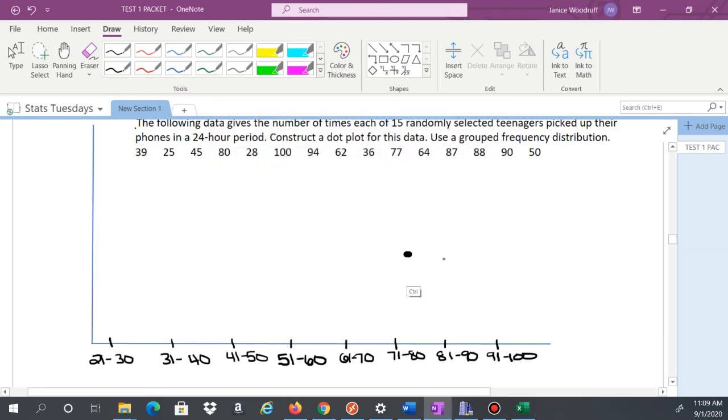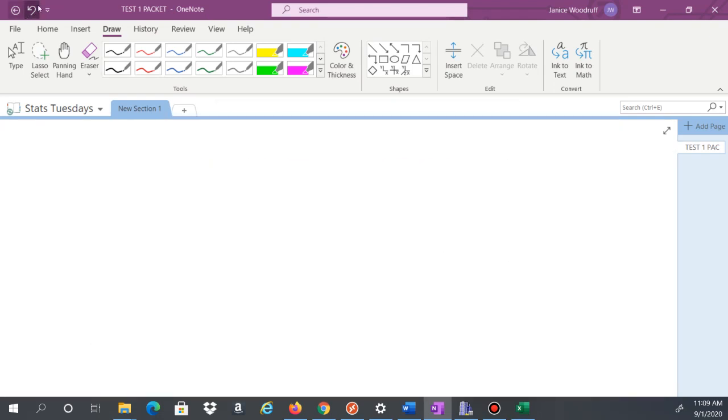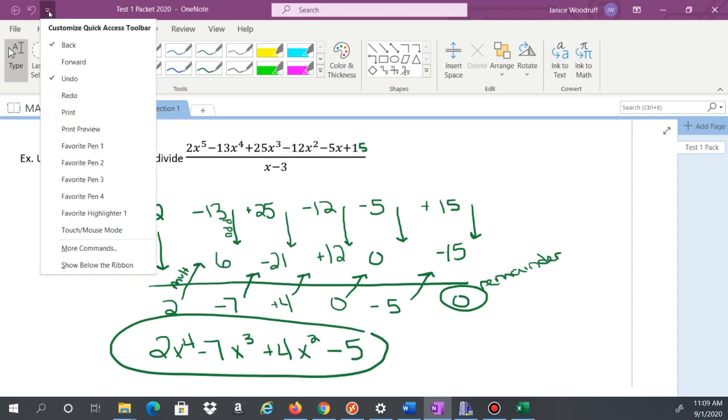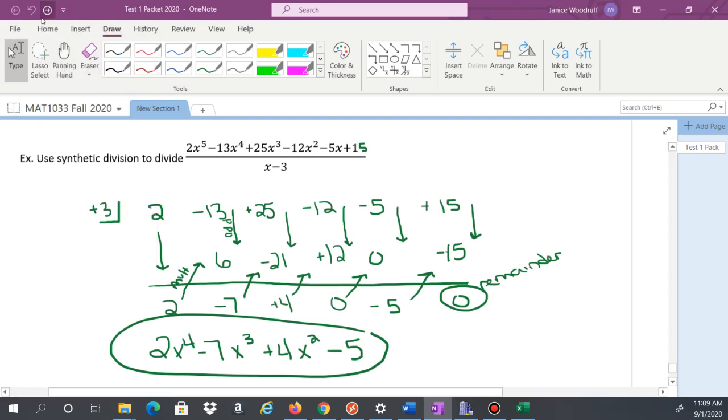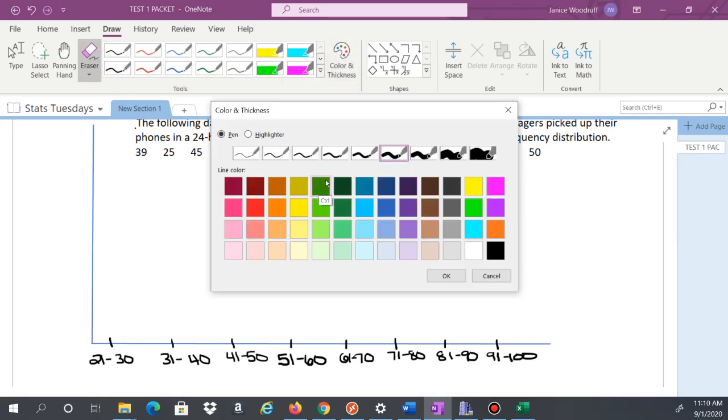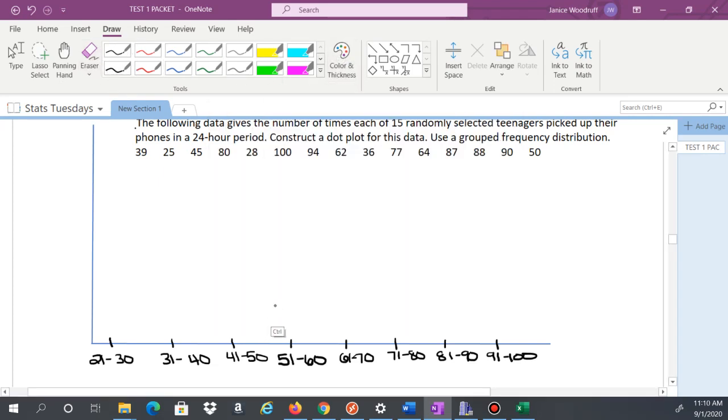I don't know where the control button is. Uh-oh. There it is. Okay. Trying to erase that dot. Okay, there it is. For some reason, the control button is being difficult.